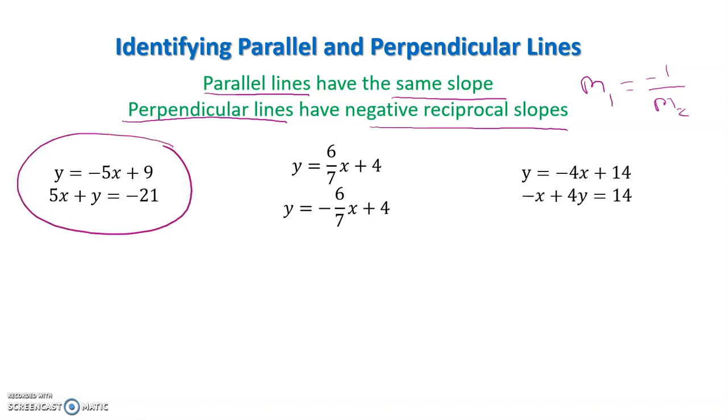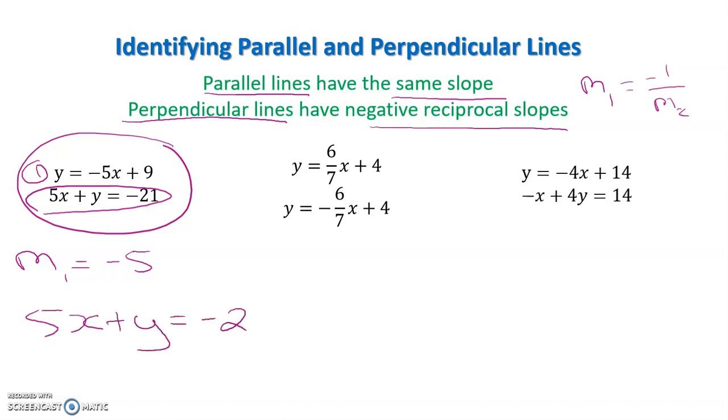We'll do this one first. We already know the slope of equation 1 is negative 5. So m1 equals negative 5. To have a look at the slope of the second equation, we need to rearrange it. So 5x plus y equals negative 21.